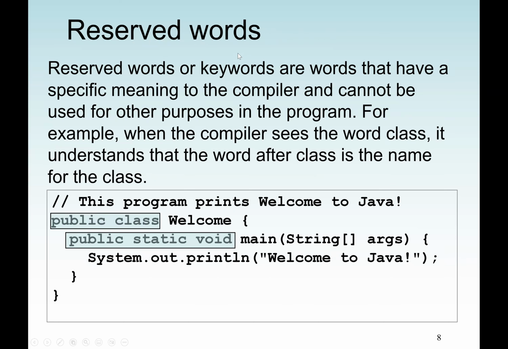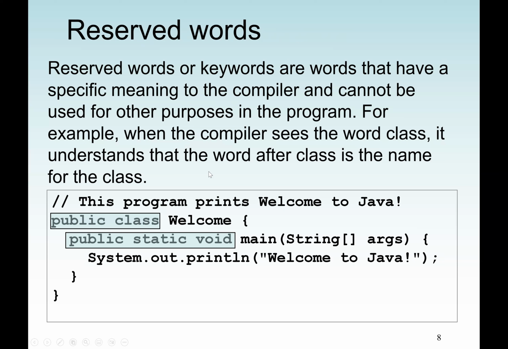Also in Java, we have reserved words. A reserved word in any programming language is a word that has meaning to that programming language. So for example, the keyword public has a meaning to Java. So I cannot declare a variable or any identifier and use a keyword or a reserved word. We also use the term keywords. It's also the reserved words. So here we say reserved words or keywords are words that have a specific meaning to the compiler and cannot be used for other purposes in the program.